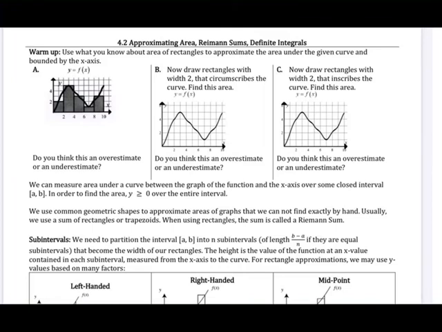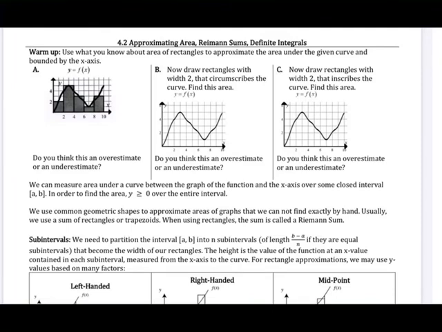So what I want you to do is, for this warm-up, find the area of the rectangles in part A, add them together. For part B, I want you to draw your own circumscribed rectangles, still with a width of 2. And remember, circumscribed meaning that the whole curve is underneath, like the rectangles are completely encompassing the curve. And then for part C, draw rectangles that are inscribed, meaning the rectangles are fully inside the curve.